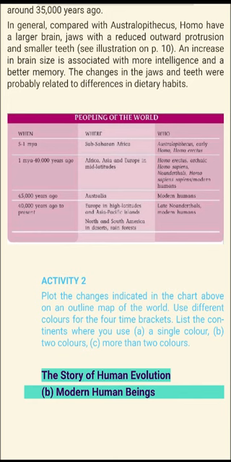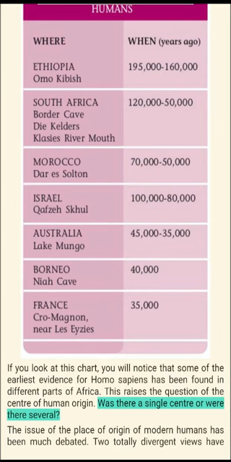The story of human evolution, b) modern human beings. If you look at this chart, you will notice that some of the earliest evidence for Homo sapiens has been found in different parts of Africa. This raises the question of the center of human origin. Was there a single center or were there several?